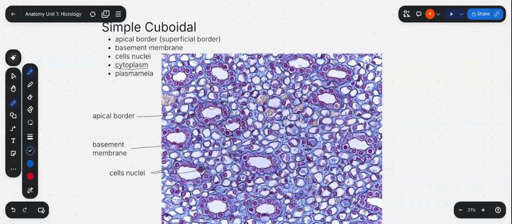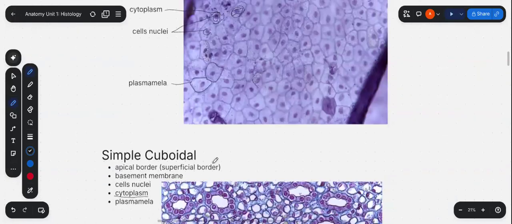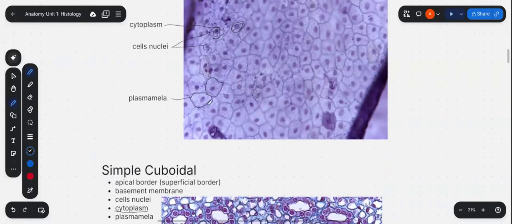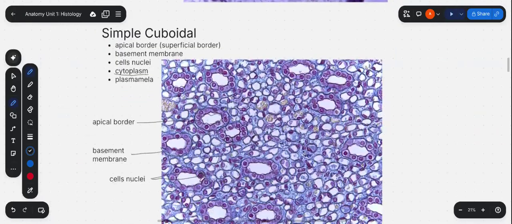And then plasmalemma, same thing as I went over above. It is the border of each individual cell. So plasmalemma, border of each individual cell, as you can see with the simple squamous epithelial. And same thing for simple cuboidal. It is the border around each cell. Plasmalemma. Ooh, that one's hard to say.